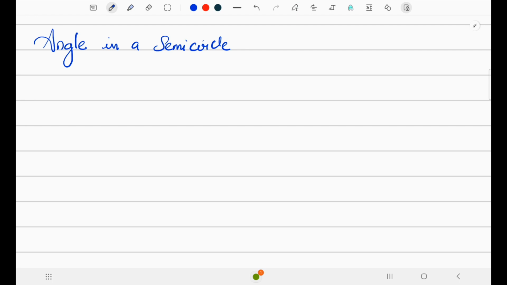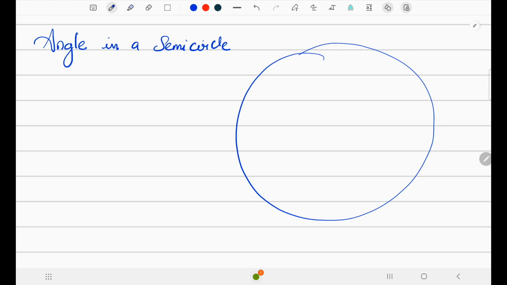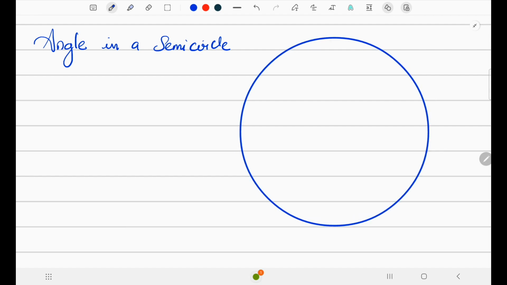Today's topic is angle in a semicircle. Let me draw a circle. Assume that this is a circle, right? Here, let me draw a line.